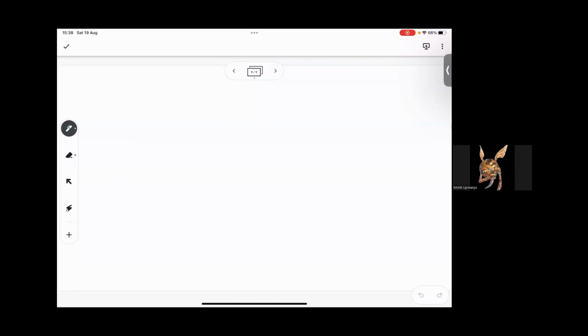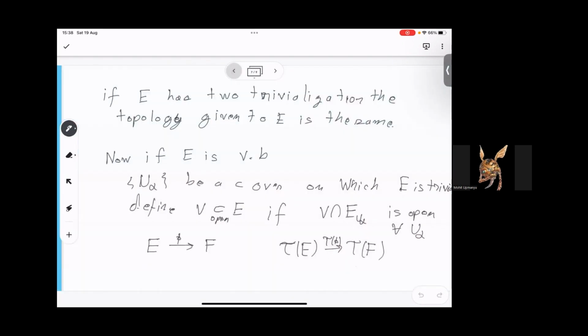And right, so examples. So one more thing is here. Let me just go back to the theorem.